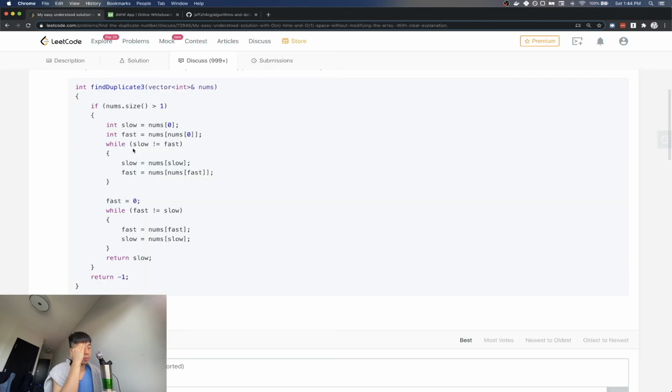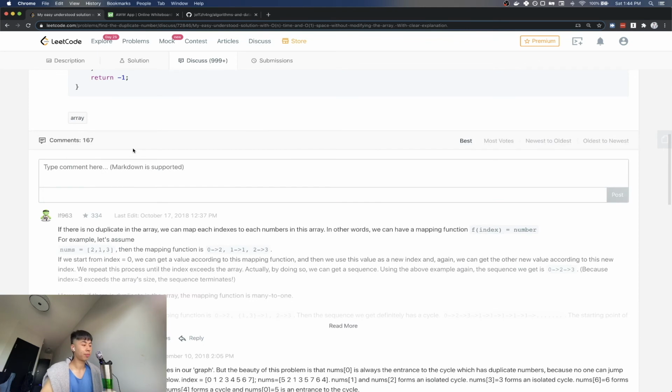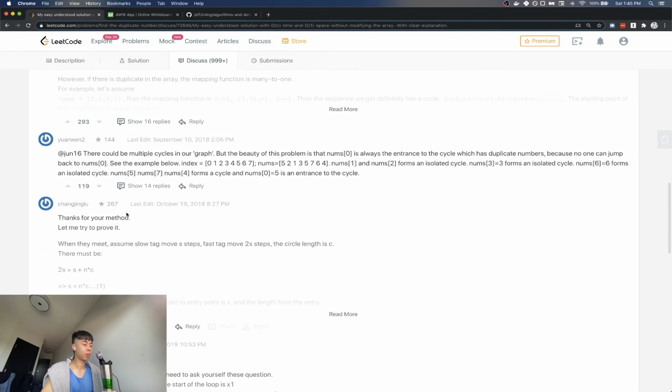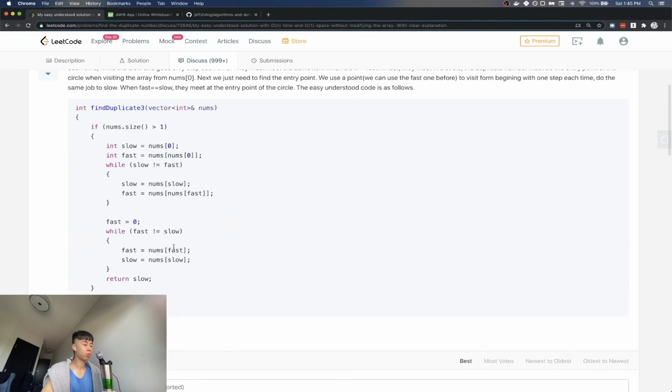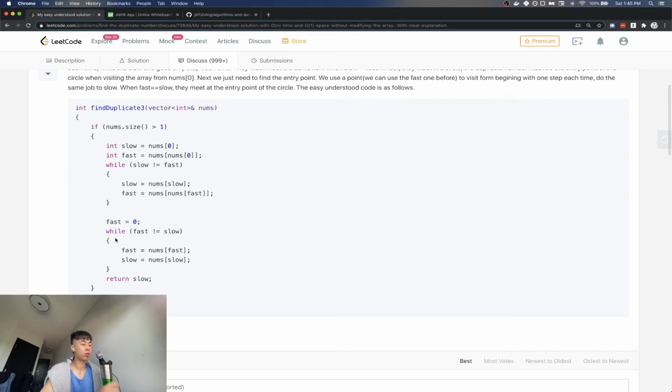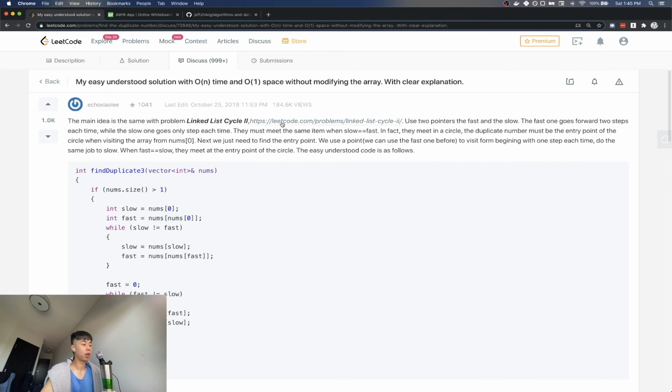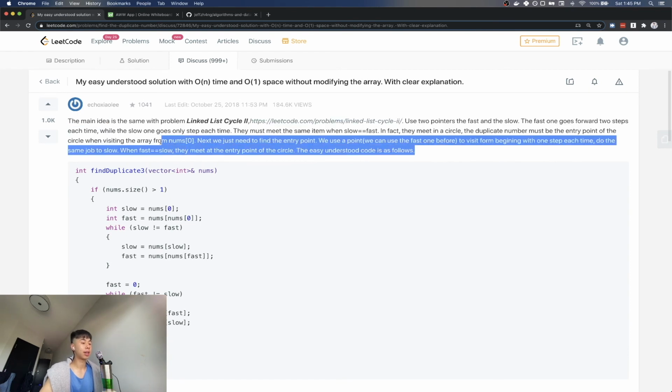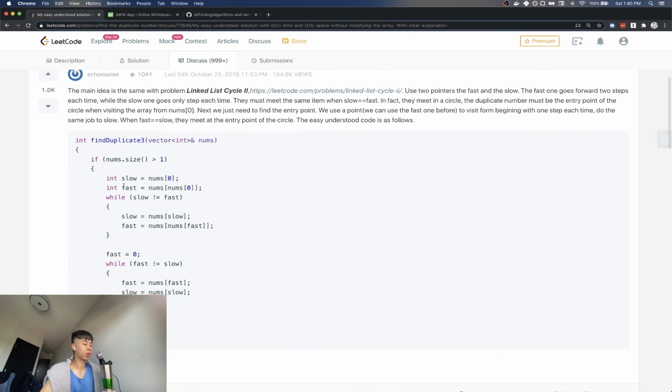So if they meet up, well, slow does not equal fast, right? So then there's guaranteed to be a duplicate. So then at that point, this is the head of the cycle detection algorithm. Then we move back one of the pointers to the head of the list and move each of them by 1 until they don't equal each other. So this is exactly like linked list cycle 2. Right, so slow equals nums at 0 and fast equals nums at 0, and then we move them twice as fast.